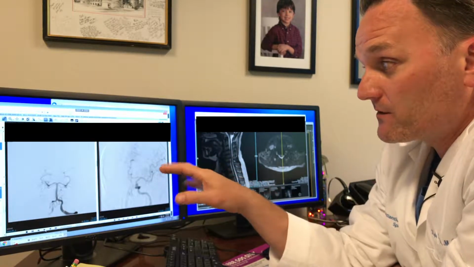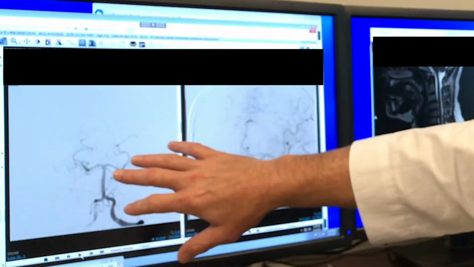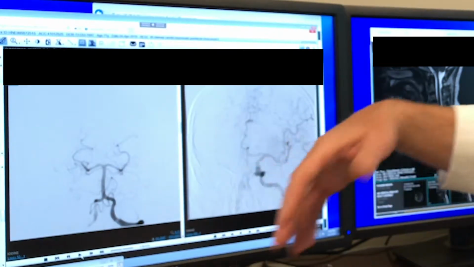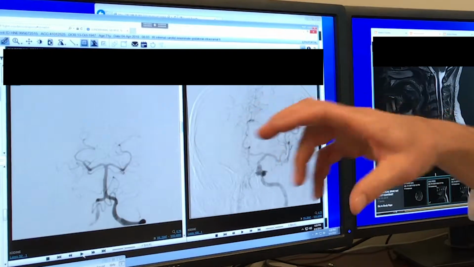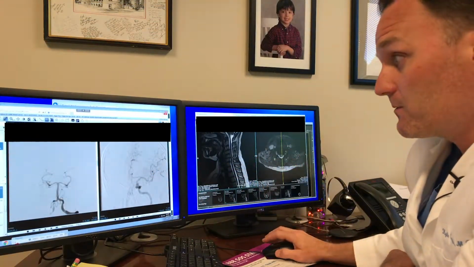flow rate through the blood vessels, so that we can see if the blood vessels are normal in their size and their shape and their flow rate, or if there's any pathology like an aneurysm or AVM or some other kind of vascular or vessel abnormality. So that's what we're doing with the dye.